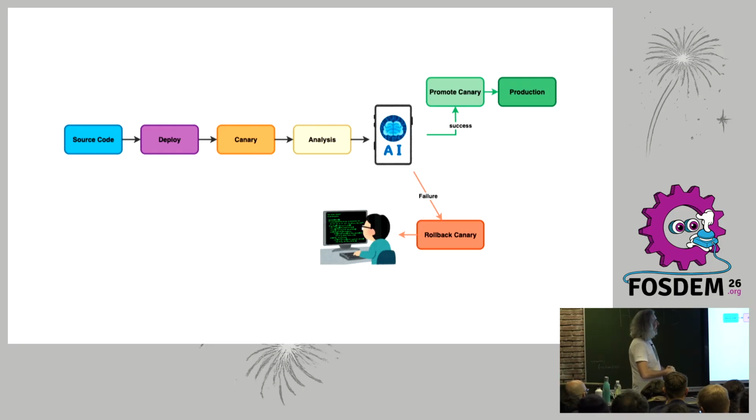So the demo I'm going to show you is: you have the source code, you deploy it, you do the canary analysis. Now an LLM is going to decide whether this canary is good, and then it's going to promote it as usual, or if it's bad, it's going to roll it back.